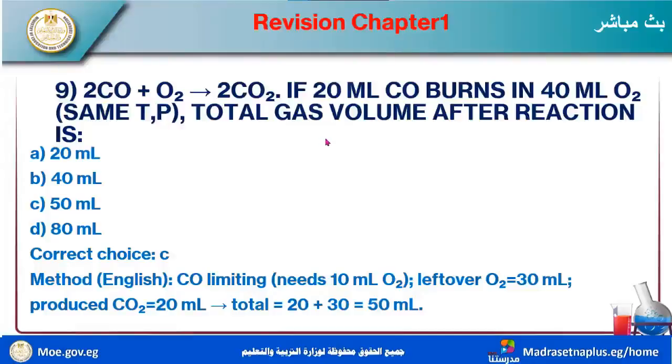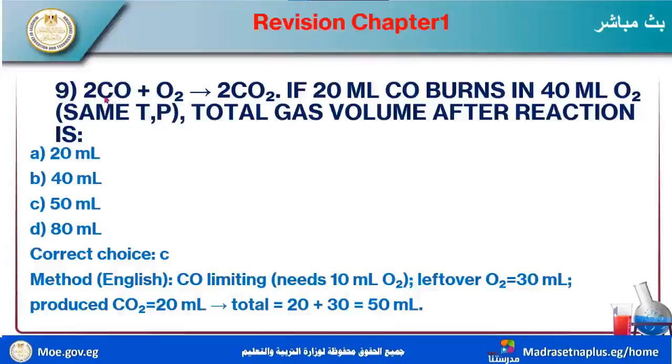So 20 mL needs 10 mL of oxygen. 2 needs 1, so 20 needs 10. 10 mL of oxygen is needed for this carbon monoxide. What oxygen remains in this reaction? 30 mL, because you consumed only 10 mL from 40.